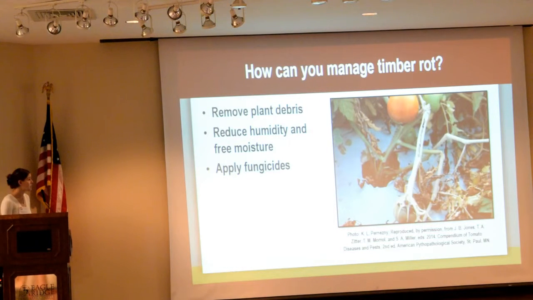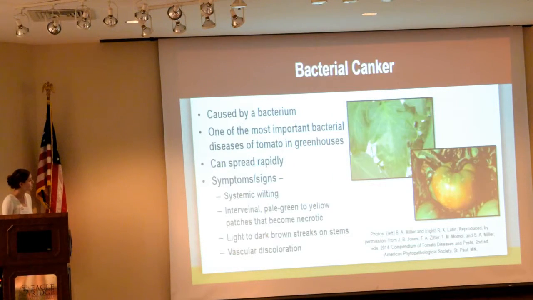Management of timber rot includes removing plant debris, reducing humidity and free moisture, and applying fungicides. So now to move on to some of the bacterial diseases. Bacterial canker is probably one of the most important bacterial diseases of tomato in greenhouses.